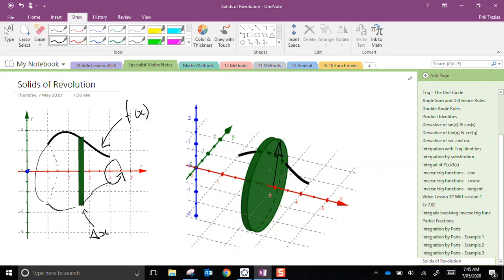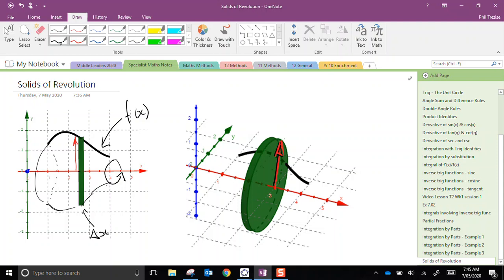Let's highlight. The dark green's not helping me there. Let's try red. That's better. So I would have a radius running from there out the radius of the disk. Now, what would that radius look like over here? Well, that radius would be the value of the function, the y coordinate. That would be the value f of x.